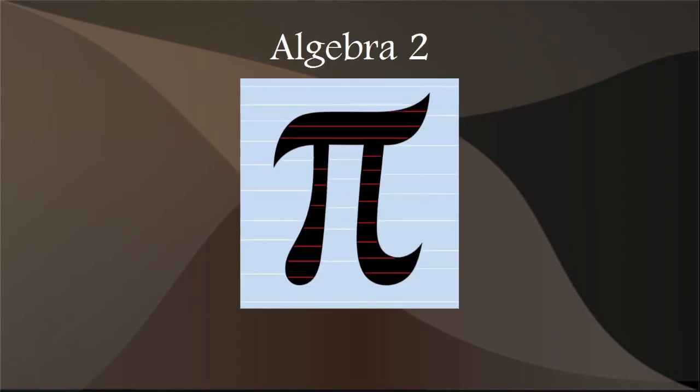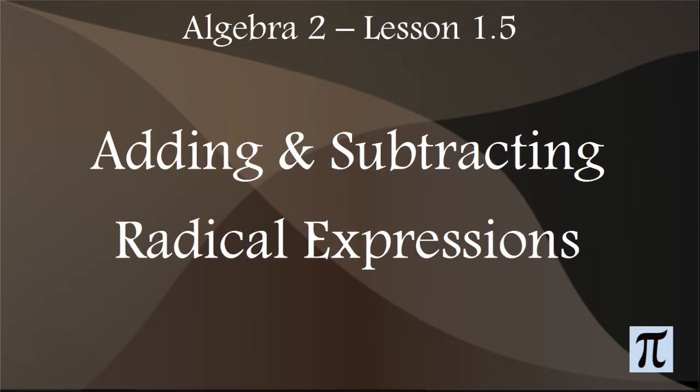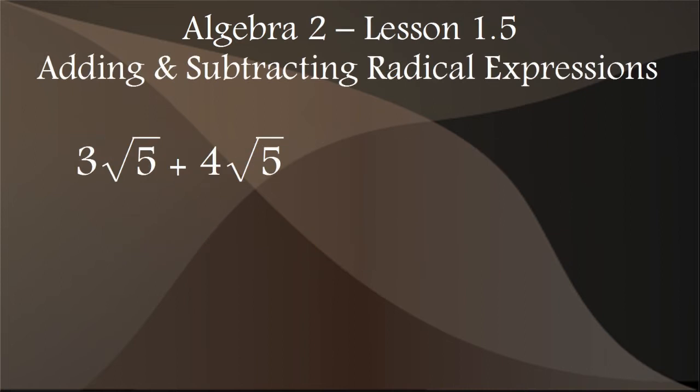Welcome back to our Algebra 2 series. Today we are up to section 1.5 where we will be adding and subtracting radical expressions. So here's an example. 3 root 5 plus 4 root 5.